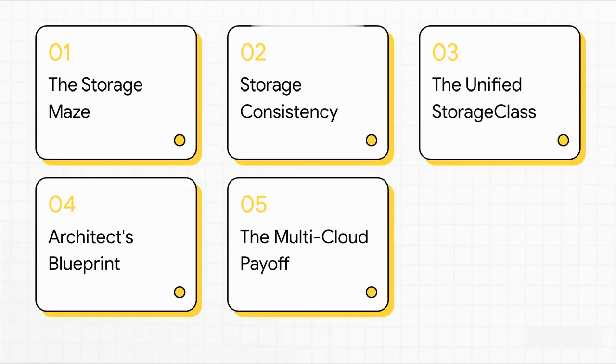And here's our game plan for that mission. We'll start by really defining this maze we're in. Then we'll figure out a path to consistency. I'll introduce you to our key tool, the Unified Storage class. Then we'll lay out the actual architect's blueprint. And finally, we get to celebrate the payoff.